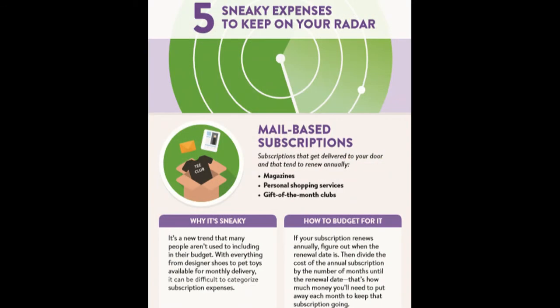Alright, in the next section of this supplement, we have 5 sneaky expenses to keep on your radar. The first one is going to be mail-based subscriptions. Subscriptions that get delivered to your door that tend to renew annually. These can include magazines, personal shopping services, and gift of the month clubs. And it's sneaky because it's a new trend that many people aren't used to including in their budget. With everything from designer shoes to pet toys available for monthly delivery, it can be difficult to categorize subscription expenses.